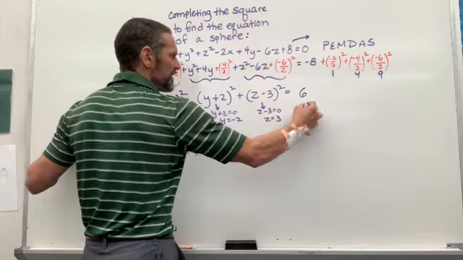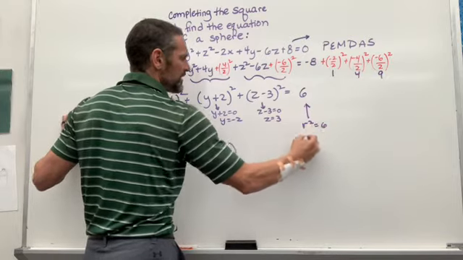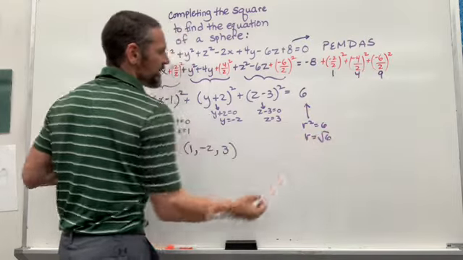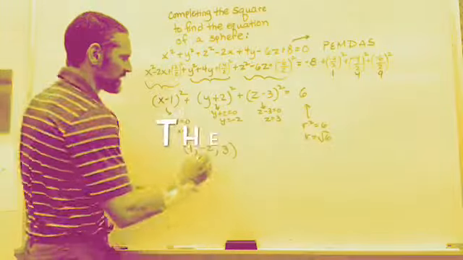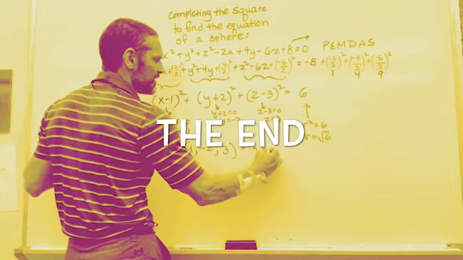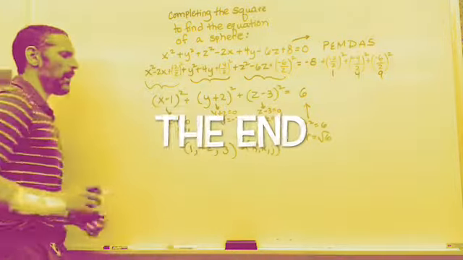And of course, this is r squared is 6. So r is the square root of 6. Because that's a distance, I don't bother with the negative root. So my radius is the square root of 6, and my HKJ center point is 1, -2, 3.